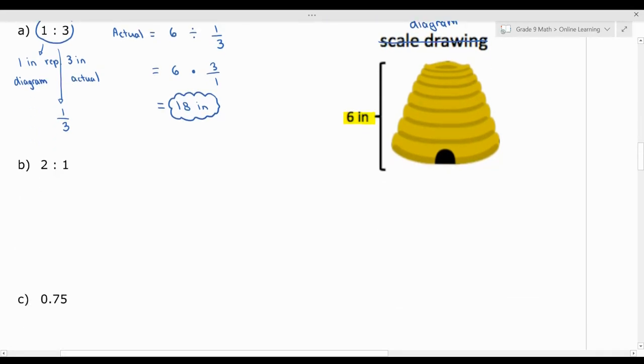Okay, the second one. If it's 2 to 1, again, best bet, think of this as a fraction first. So that's like 2 over 1. So then our actual, according to our formula, would be the diagram, which hasn't changed, 6 inches, divided by 2. You don't really need the 2 over 1, it's just the number 2. Okay, well, 6 divided by 2 means I would end up with 3. So if my scale was 2 to 1, where 2 inches of the diagram is representing 1 inch of the actual, then this actual measurement is going to be 3 inches.